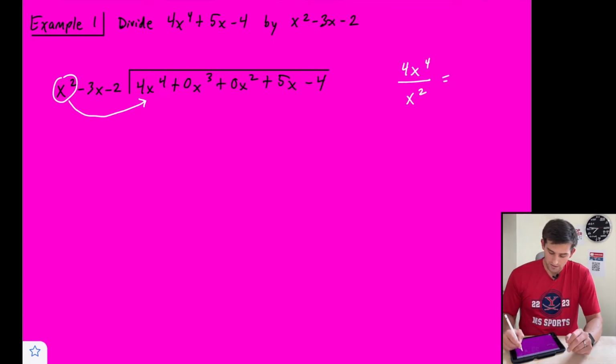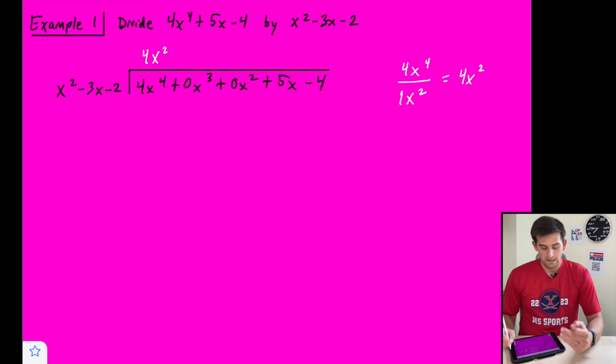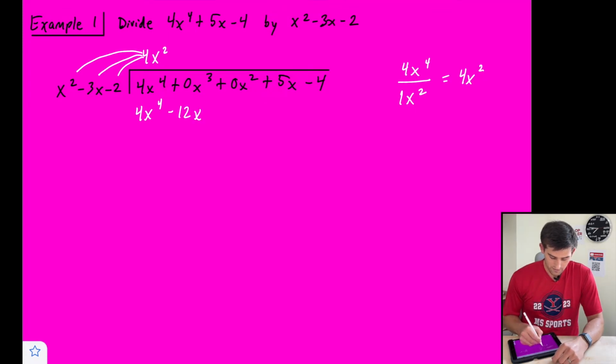We would divide 4 by 1, which is 4, and subtract our exponents, so this is going to be 4x squared. We put a 4x squared right there. Now we're going to take 4x squared and multiply it by all 3 terms of our divisor. So 4x squared times x squared is 4x to the fourth. 4x squared times negative 3x is negative 12x cubed. And 4x squared times negative 2 is negative 8x squared. Now we are going to subtract these results.